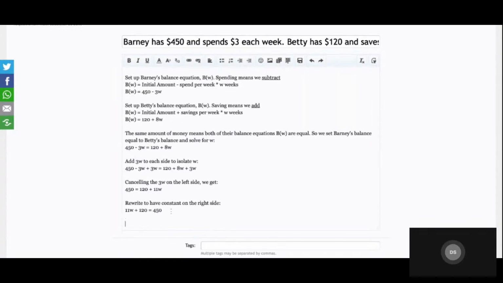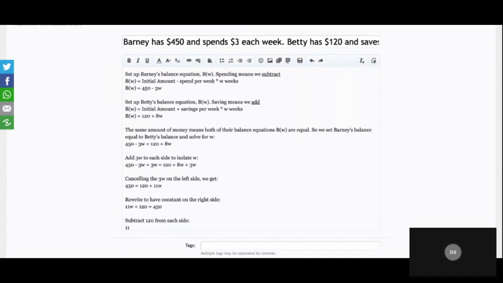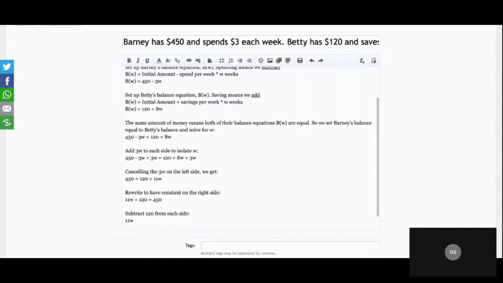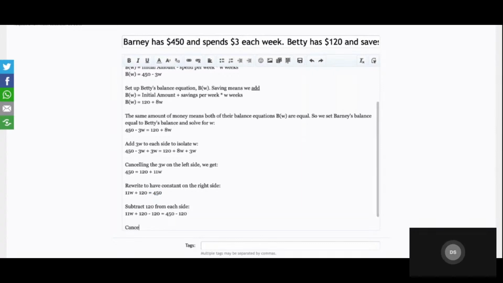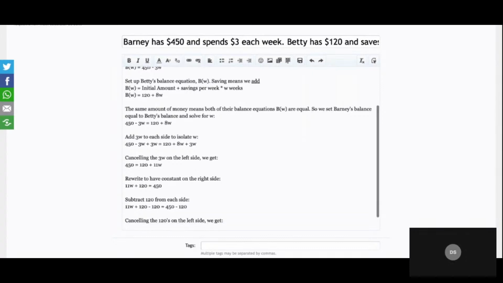So now we want to solve this. Subtract 120 from each side. 11W plus 120 minus 120 equals 450 minus 120. Canceling the 120s on the left side, we get 11W equals 450 minus 120, so that's 330.